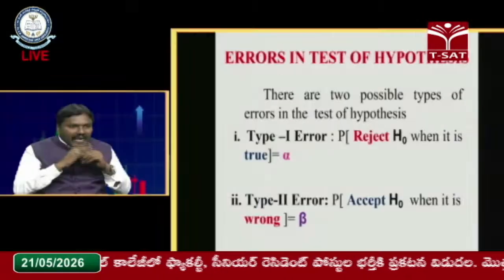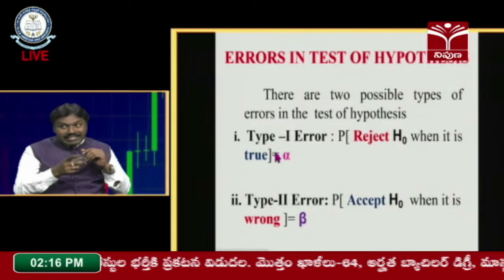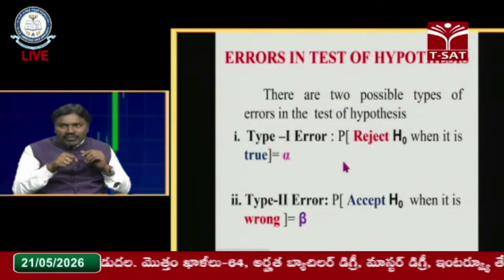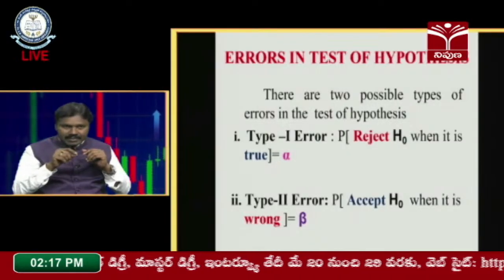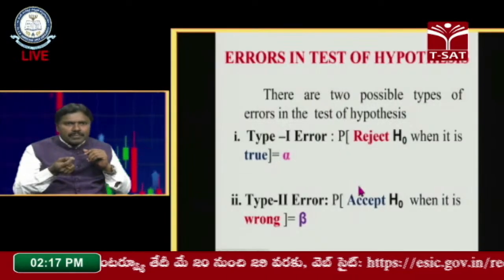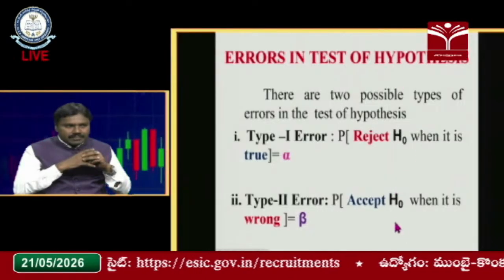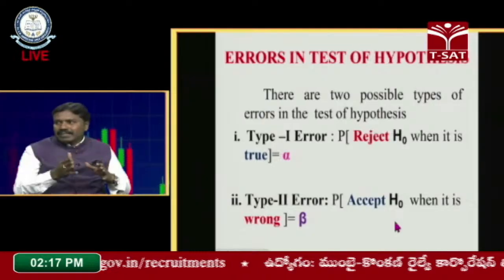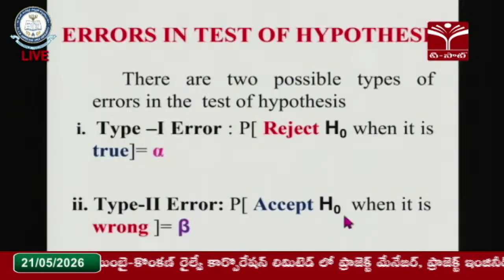What we say alpha is nothing but level of significance. We'll discuss in detail what is the level of significance, what is the use of level of significance. This is a committed mistake, type 1 error. Next, type 2 error. What is a type 2 error? Probability of accepting H0 when it is wrong. Exactly. So it is represented by the symbol beta. Yes, exactly, accept when it is wrong.